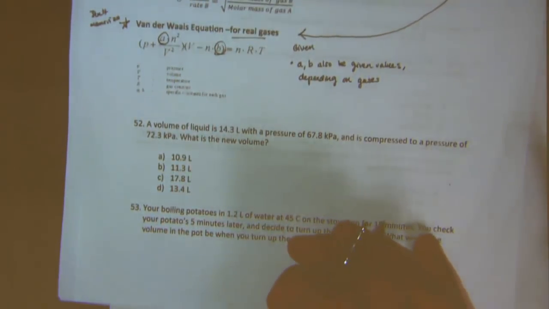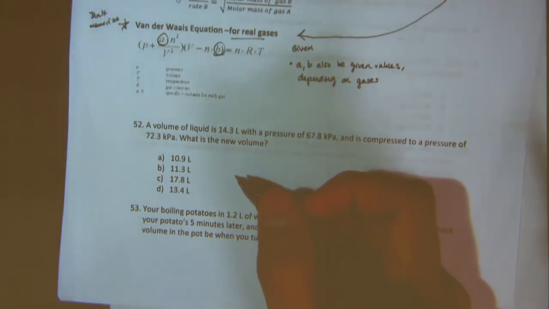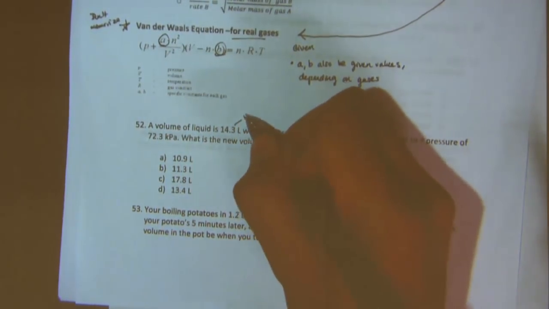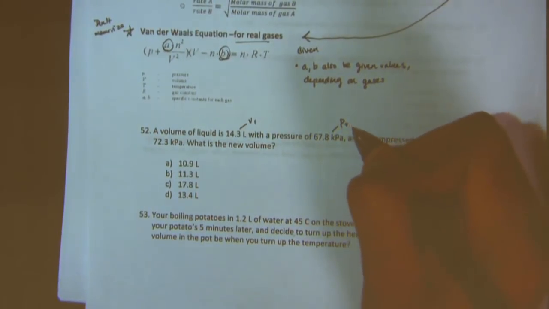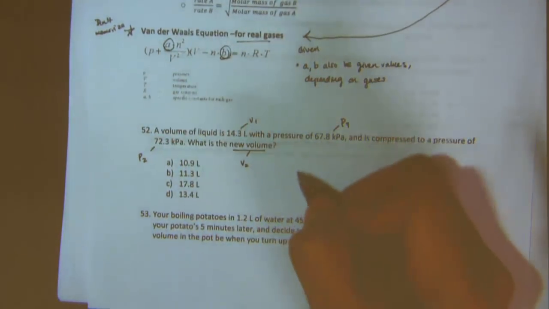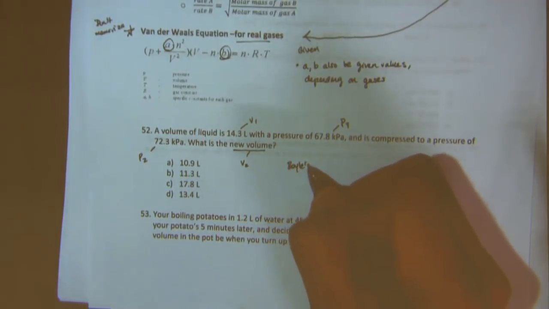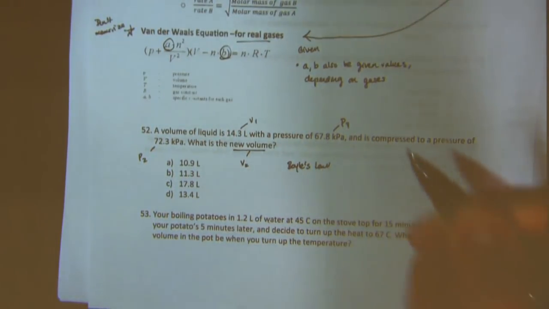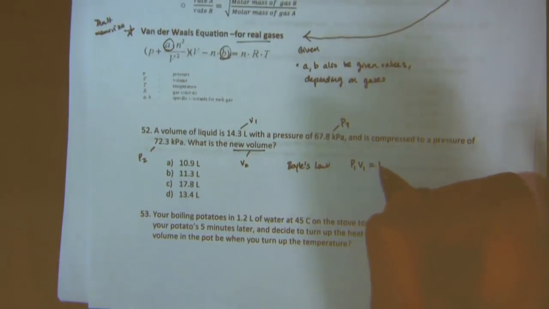For 52, a volume of liquid is 14.3 liters with a pressure of 67.8 kilopascals, and it's compressed to a pressure of 72.3 kilopascals. What is the new volume? We have to remember the relationship between pressure and volume. This represents our V1, this represents our P1, and this represents our P2. So it's asking for V2. How do these variables relate? That's by Boyle's law. Boyle's law says that P1V1 = P2V2.